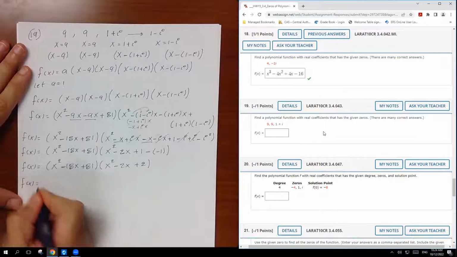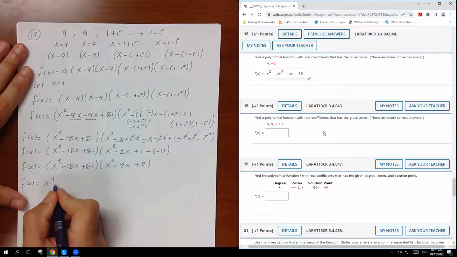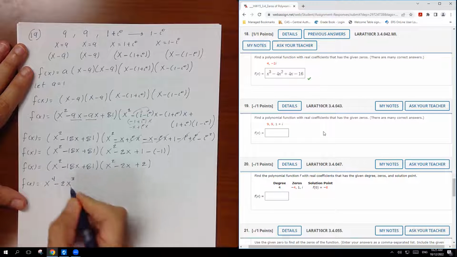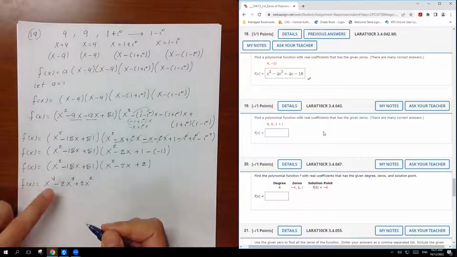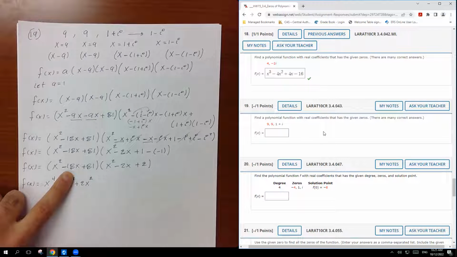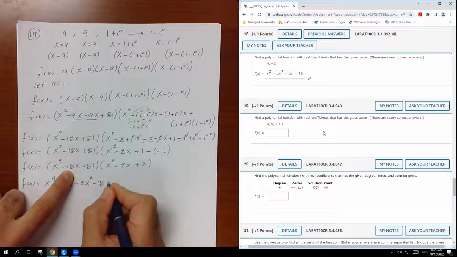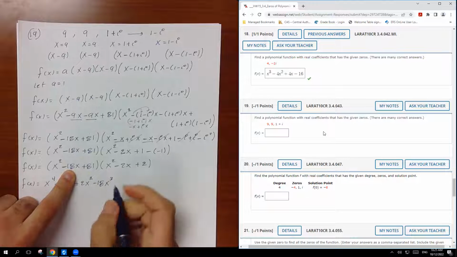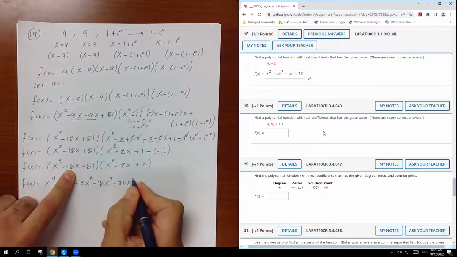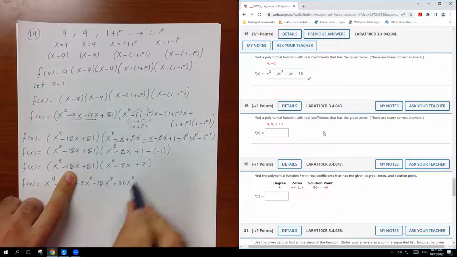So f of x is going to be x times x, going to be x to the power 4. X times negative 2x is going to be negative 2x cubed. X squared times 2, so it will be plus 2x squared. We're done with the first number. Now the second one, we're going to multiply negative 18. So negative 18x times x squared is going to be negative 18x cubed. Negative 18 times negative 2x is going to be plus 36x squared. Negative 18 times 2 is going to be minus 36x.